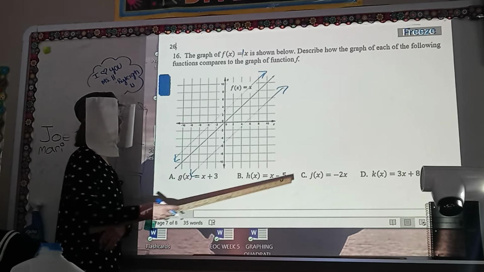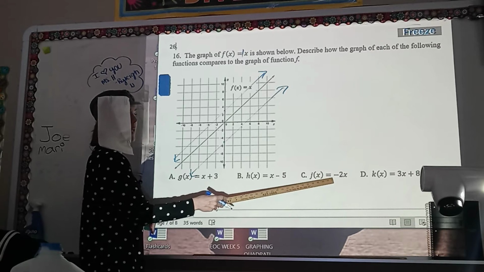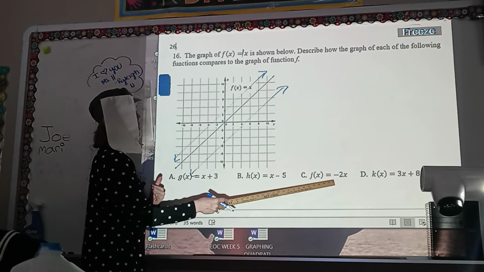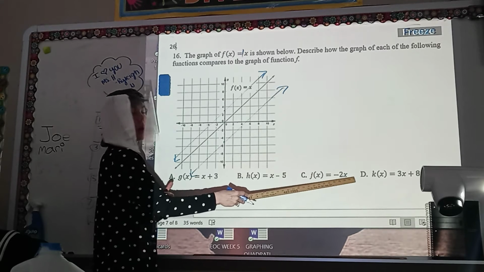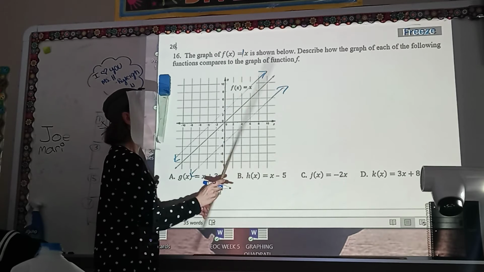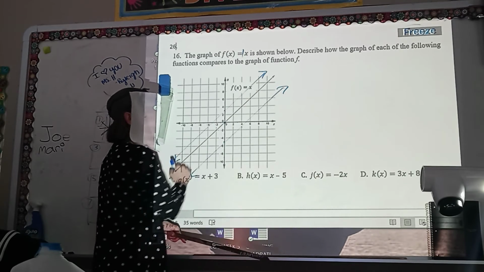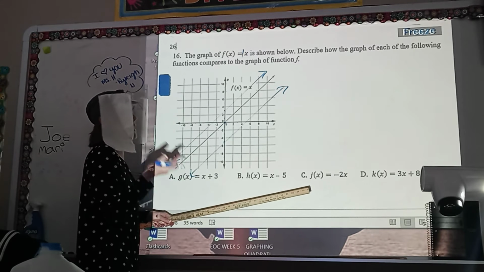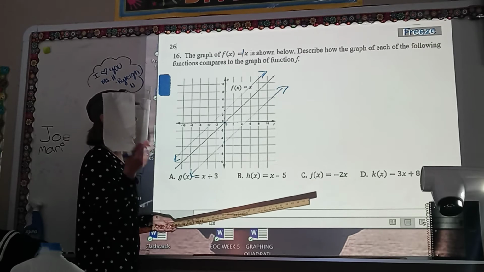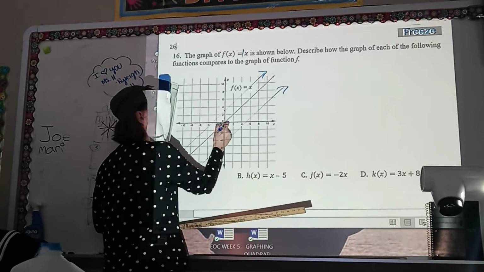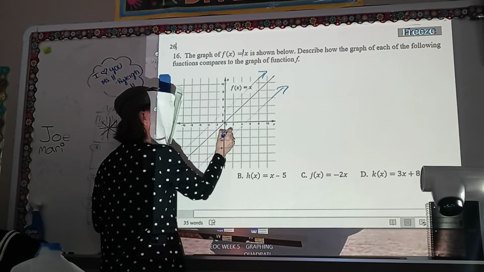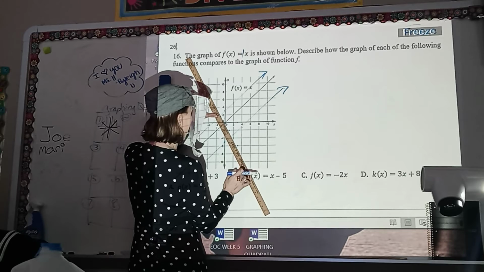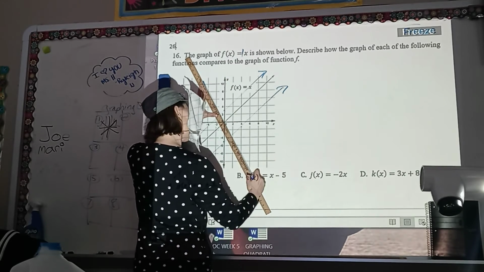Okay, so now let's look at C. We have a negative 2x. Obviously that's a different slope from the original. And there's no y-intercept, so obviously it's starting out at 0, 0. So the way that C compares to the original is that this function also goes through the origin, and the slope is a negative 2. So down 2 over 1, down 2 over 1. And we'll just create that.